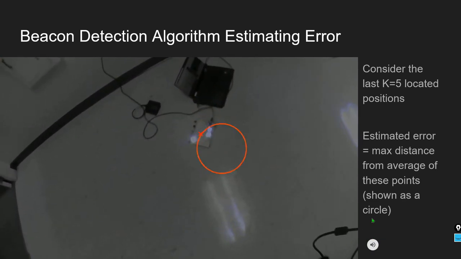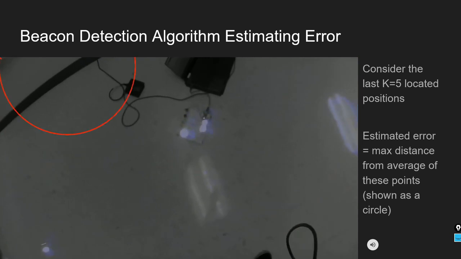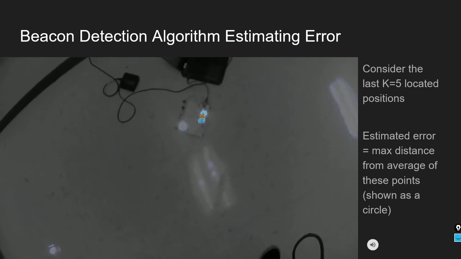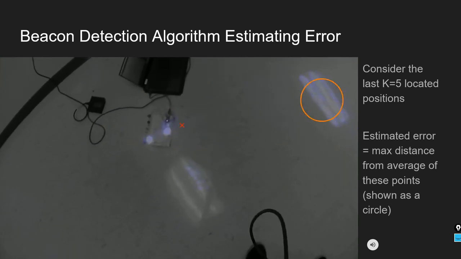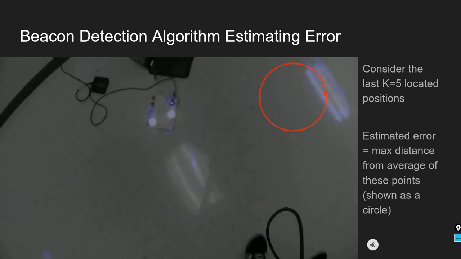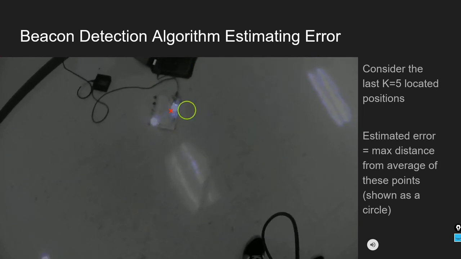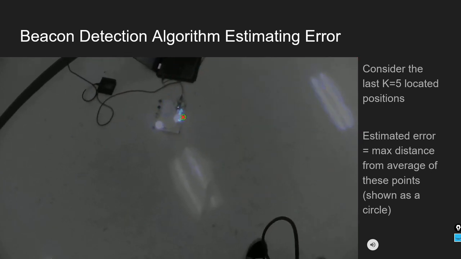To get an estimate of how accurate our algorithm is at the moment, we look at the previous 5 guesses and we consider how far any of them are from the average of those 5. If they're all very close together and they fit in a small circle, that means that our estimate's highly accurate and we can safely choose that position as the beacon target location.